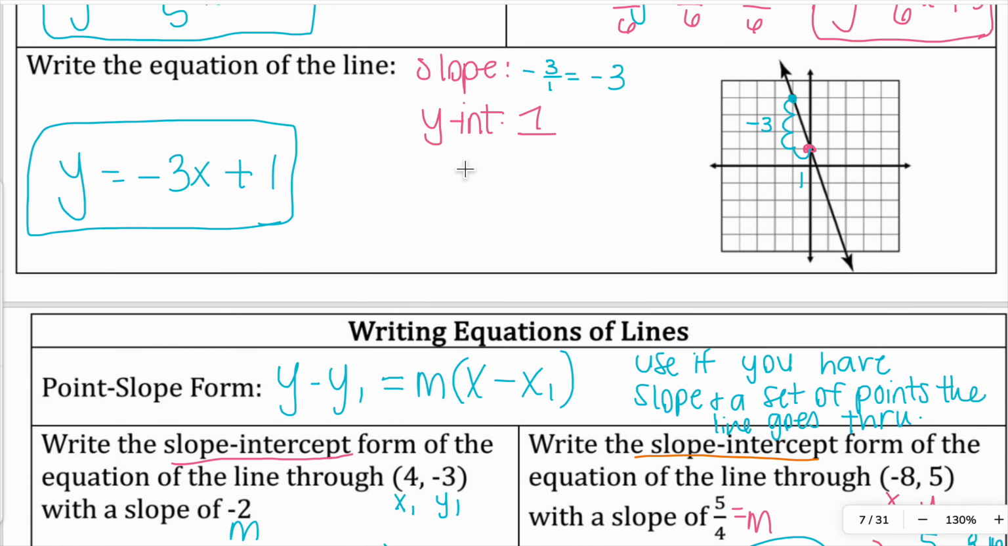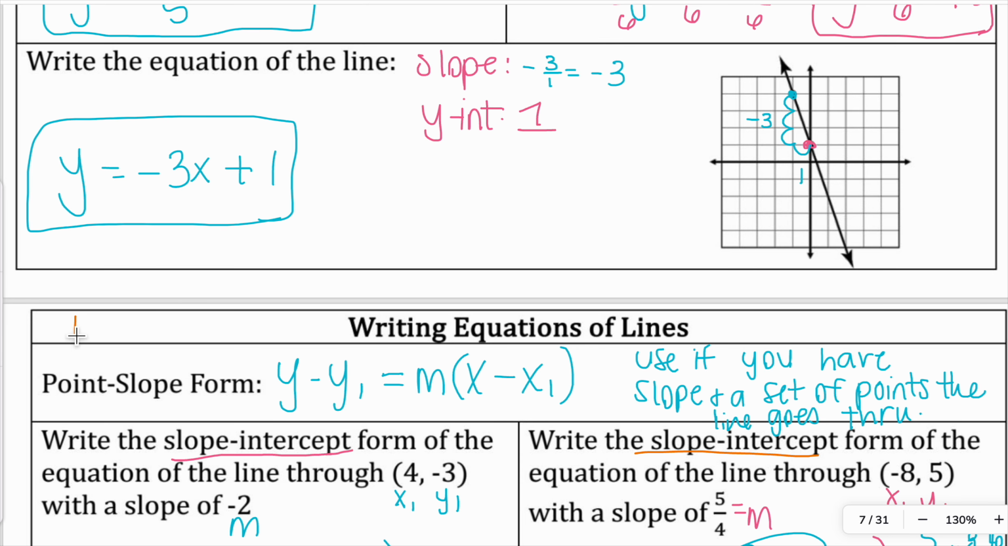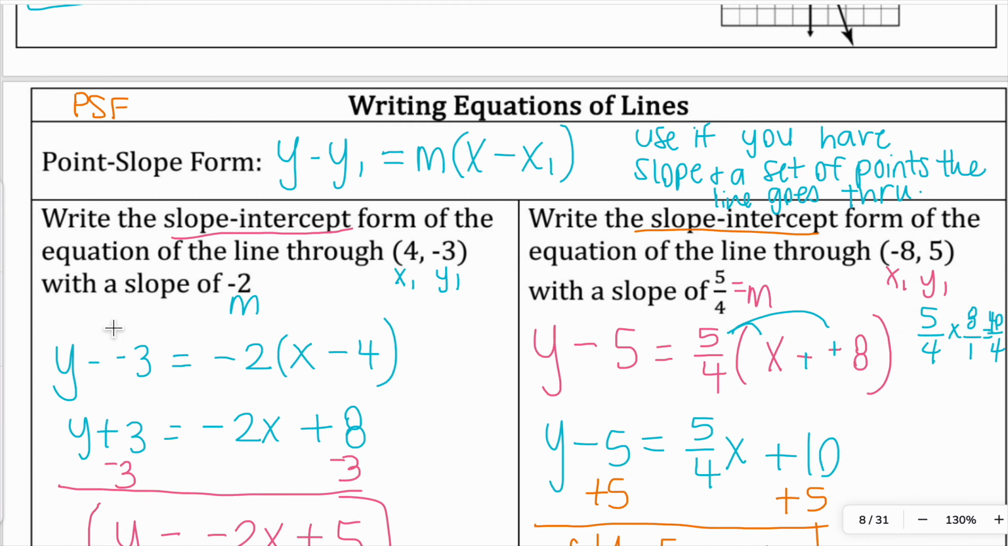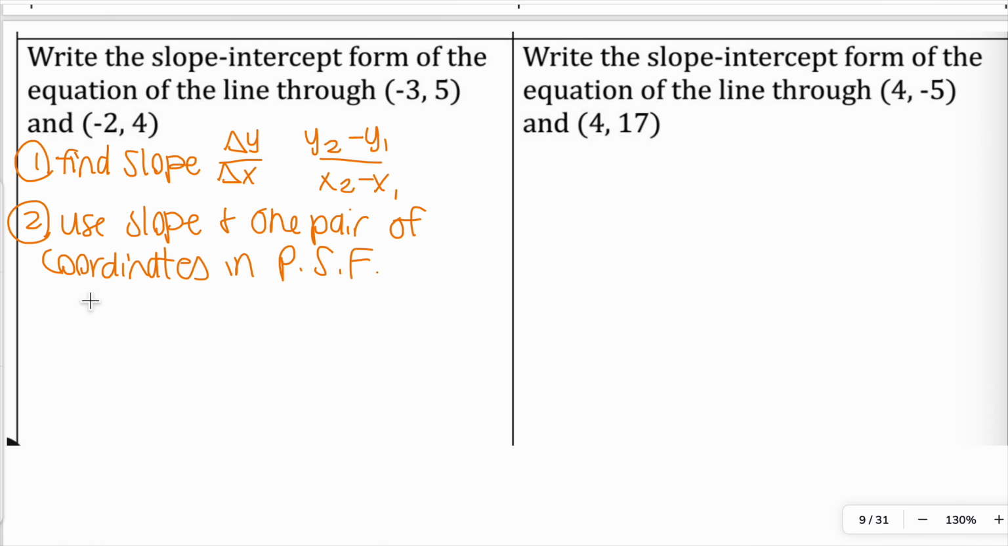So up here when we talked about point slope form, PSF. Cool? All right, here we go. So step 1, we'll label that right here. Find our slope. I'm going to say -3, 5 is x1, y1, and then -2, 4 is x2, y2. So I'm going to do y2 minus y1, which is 4 minus 5, over x2 minus x1, -2 minus -3.